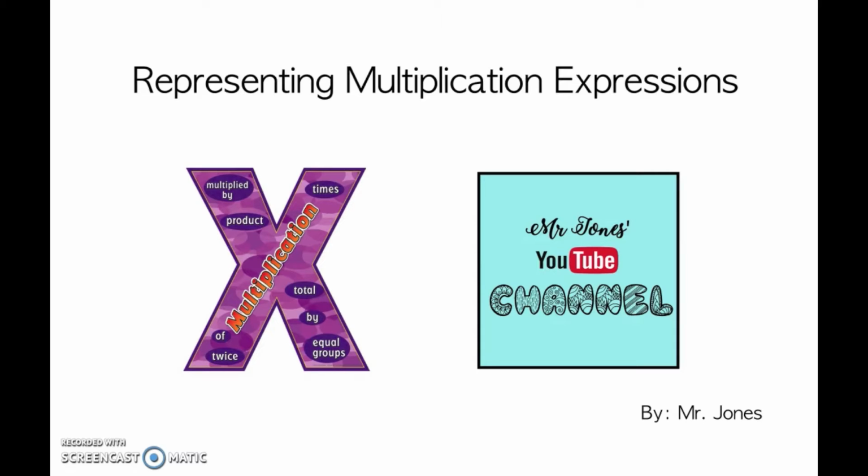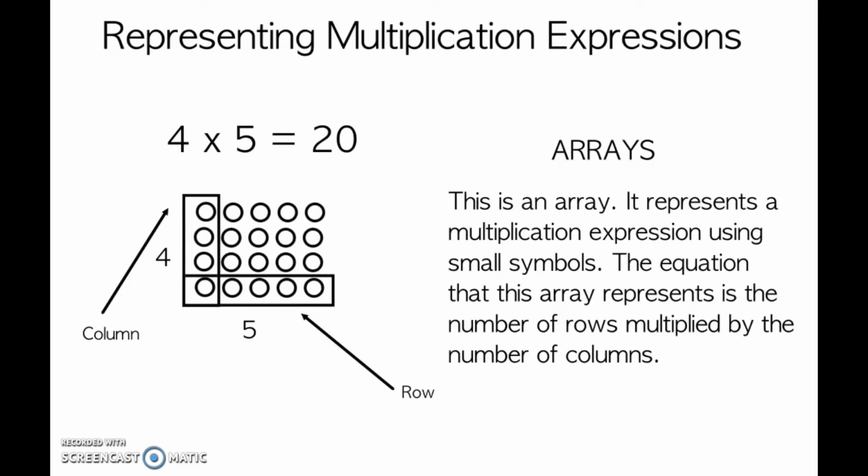So to begin, we have something called arrays. And arrays are basically rows and columns of little symbols. So in this case we have circles, and the equation is the number of columns multiplied by the number of rows, and if we add up all these circles we get 20, which is the answer to that multiplication expression.